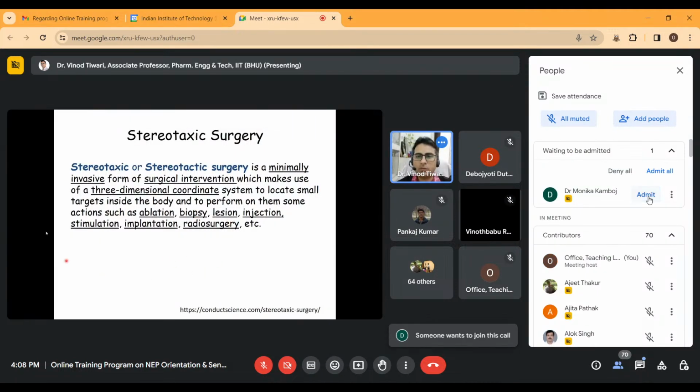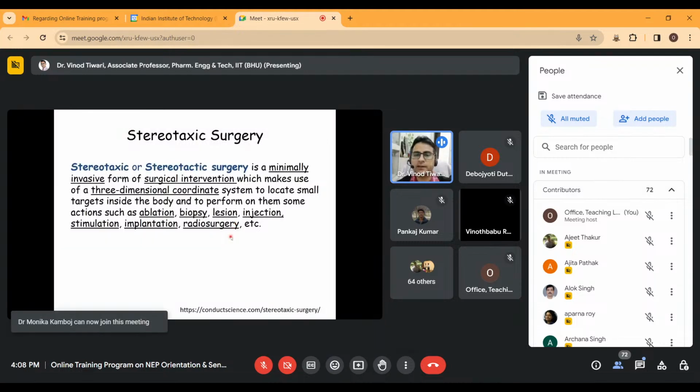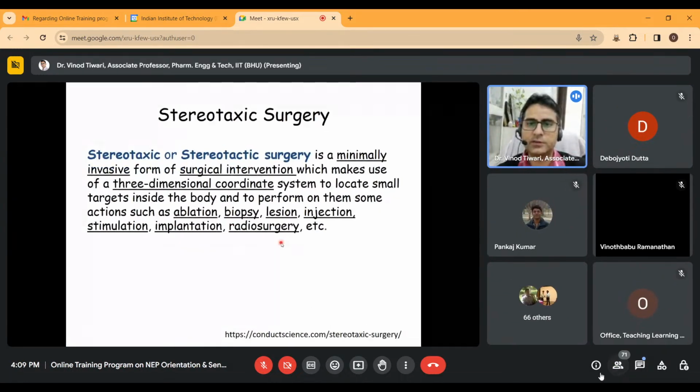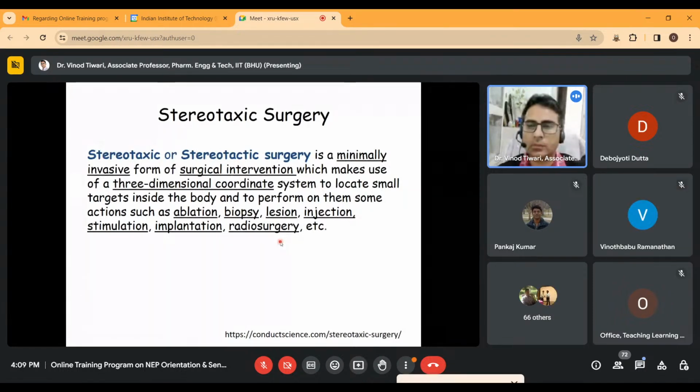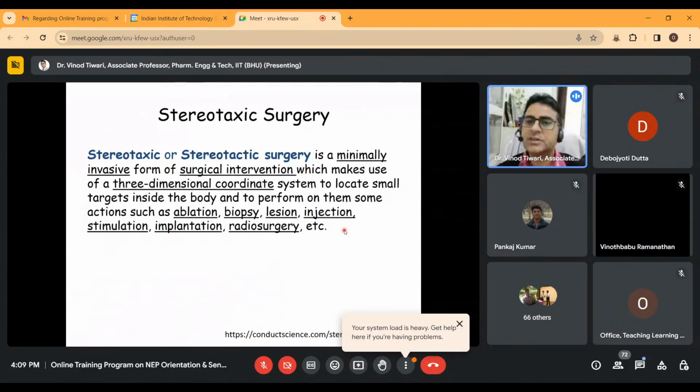People also use this technique for creating certain lesions to develop models in preclinical research, so that they can study the effect of different drugs and molecules on those animal models. Then it is also used to inject drugs, agonists or antagonists of a drug.